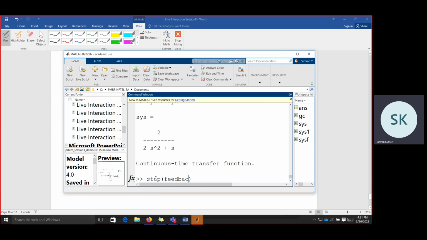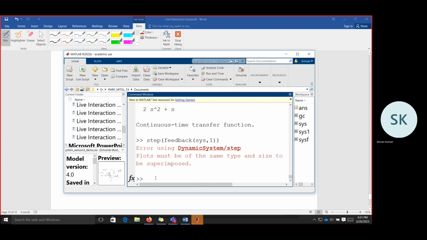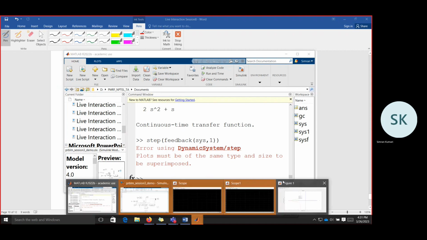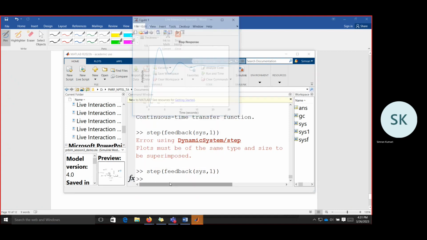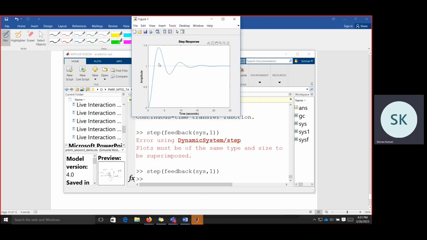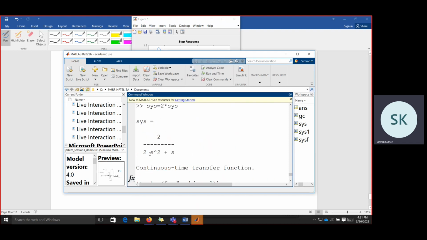So we'll have feedback, this comma 1. This will give the feedback. This is the response of this closed loop system with forward transfer function or open loop transfer function G(s), which is 2 by 2s squared plus s.